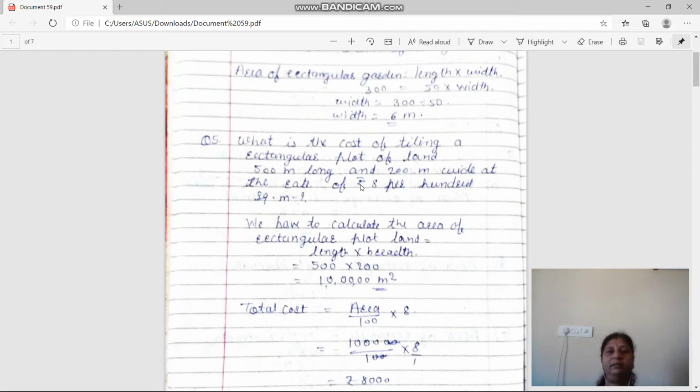Because the rate is given as rupees 8, not for 1 square meter, it is for 100 square meter. So the total area should be divided by 100. Total cost is equal to area upon 100 multiplied by 8. So 1 lakh upon 100 multiplied by 8. The two zeros will be cancelled. So 1000 multiplied by 8, we get 8000. Get it? Next.